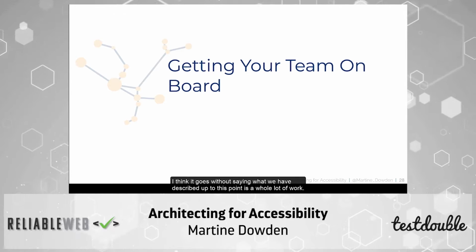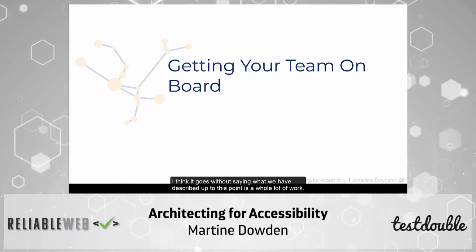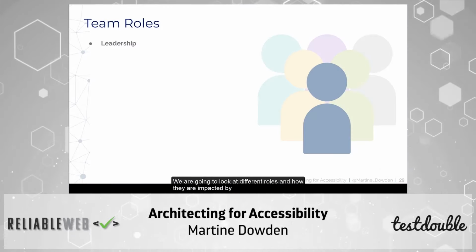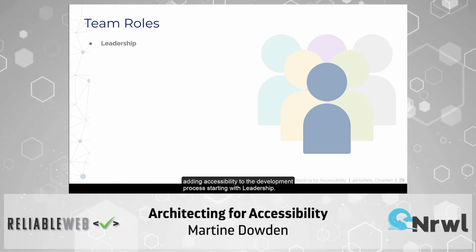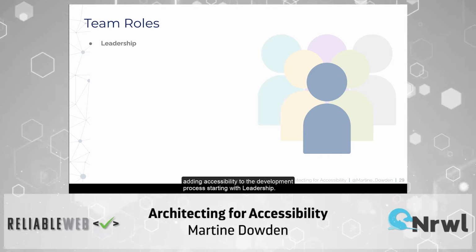I think it goes without saying that what we have described up to this point is a whole lot of work. So how do we get our team on board? Once again, please keep in mind that I have neatly carved out roles for what individuals on a team or in an organization might do for ease of conversation. We all know the real world is never this neat. We're going to look at 6 different roles and how they are impacted by adding accessibility to the development process, starting with leadership.